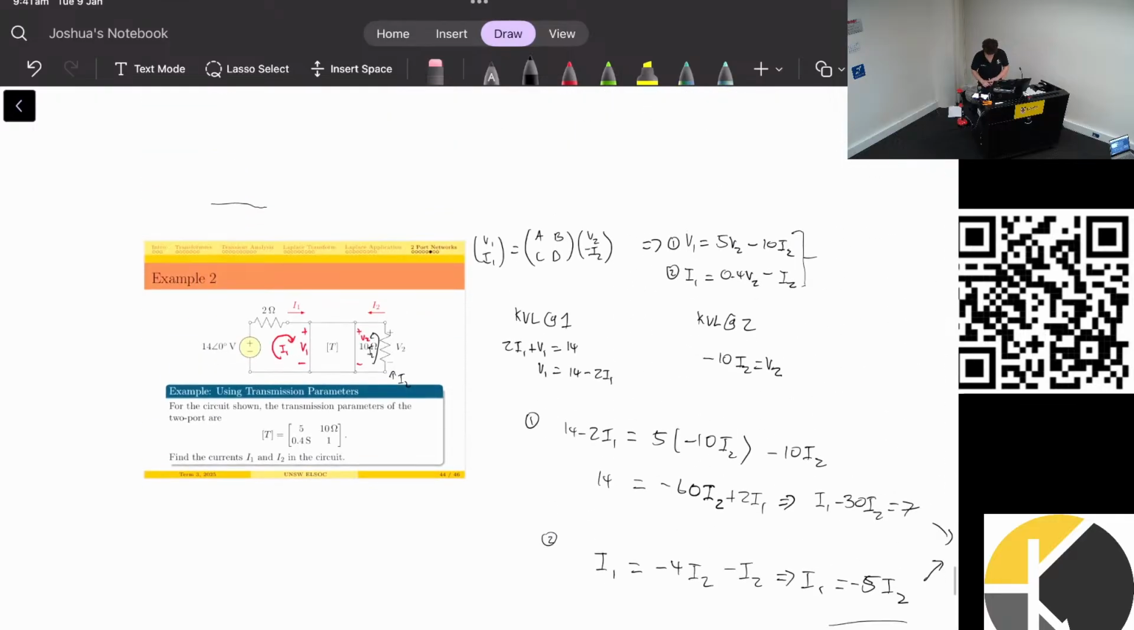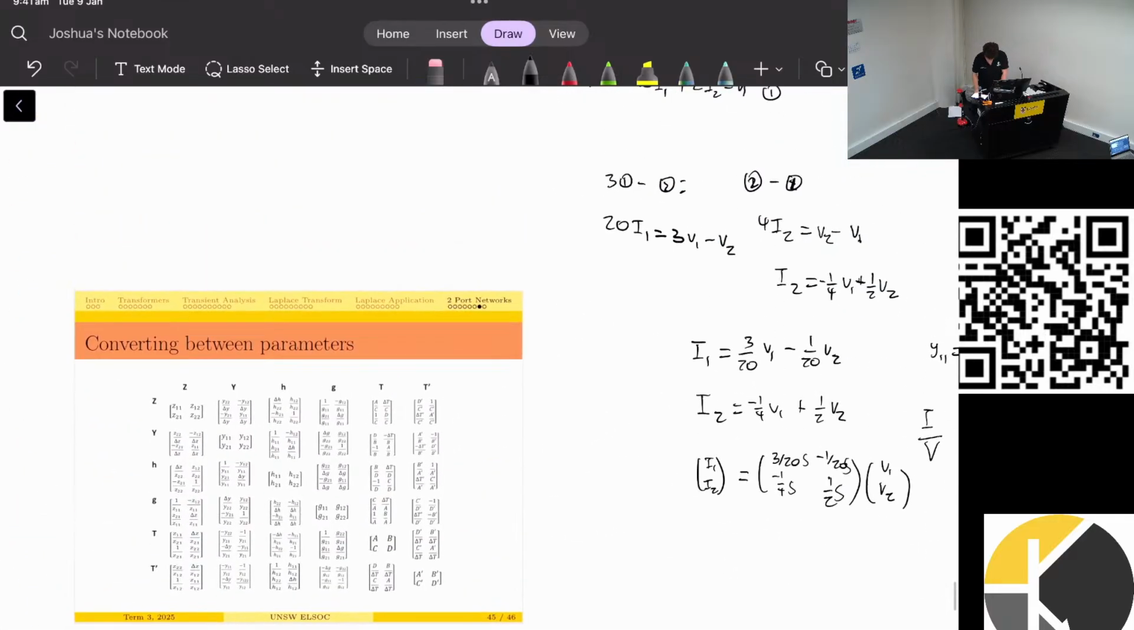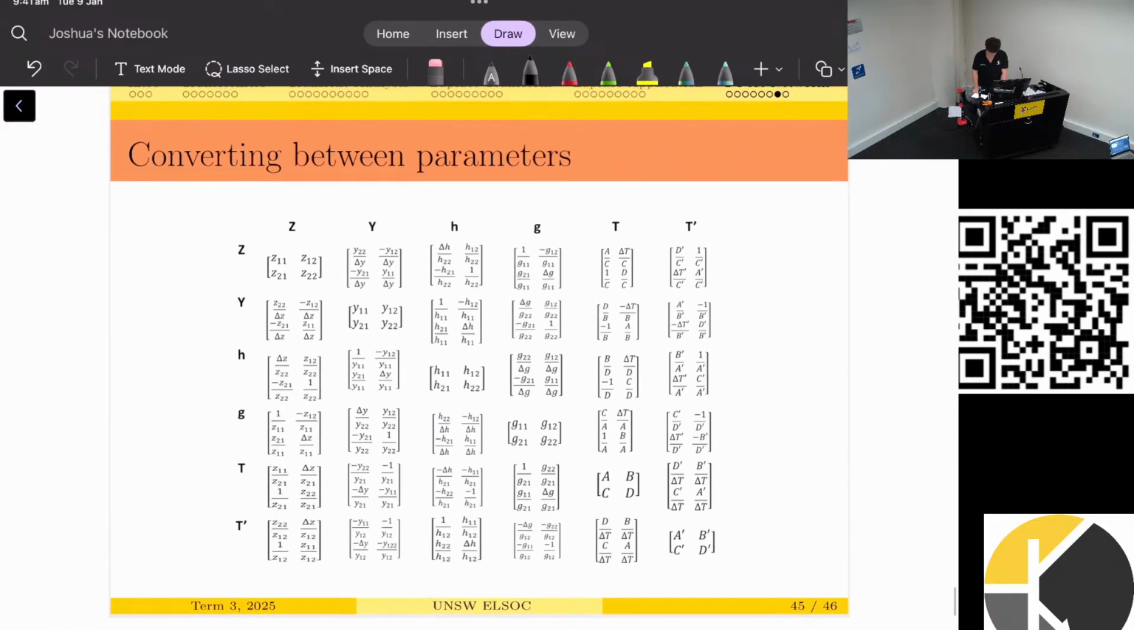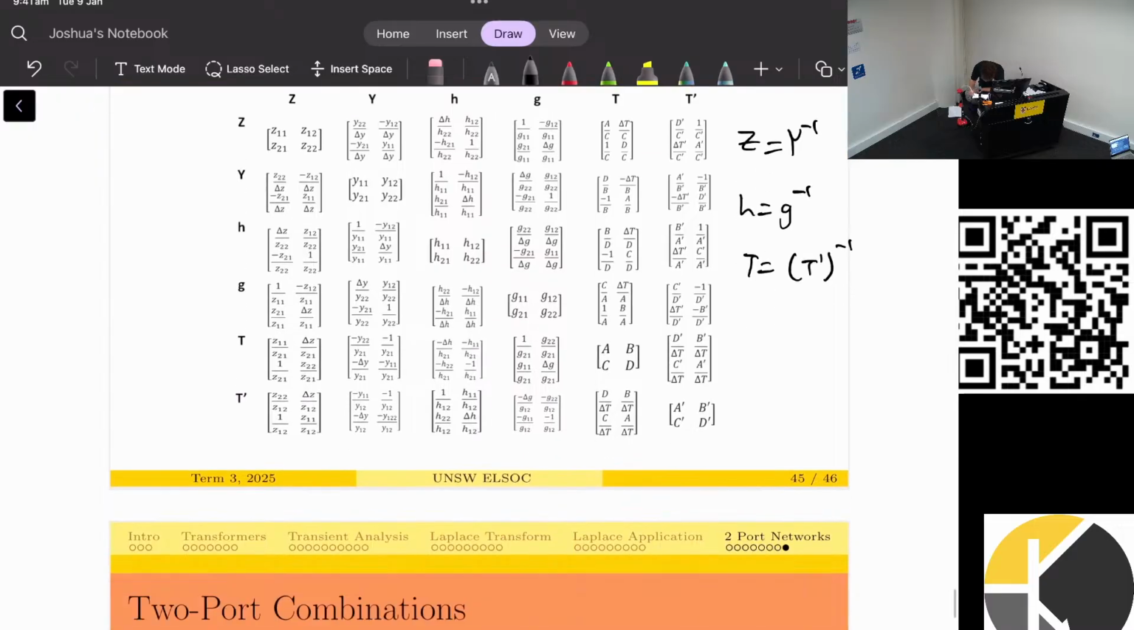Oh, where did my, oh, here we go. Okay, converting between parameters. You don't need to remember this at all. It's just nice to know that you can do this. You'll notice that some look similar. So we know that Z and Y are inverses, so Z equals inverse Y. These are good ones to know. H equals inverse G, and T equals inverse T dash. These are just nice to know generally. There's other relations between other ones, but yeah.